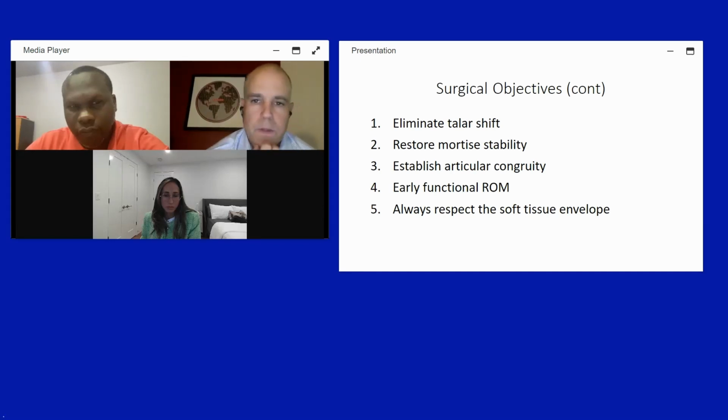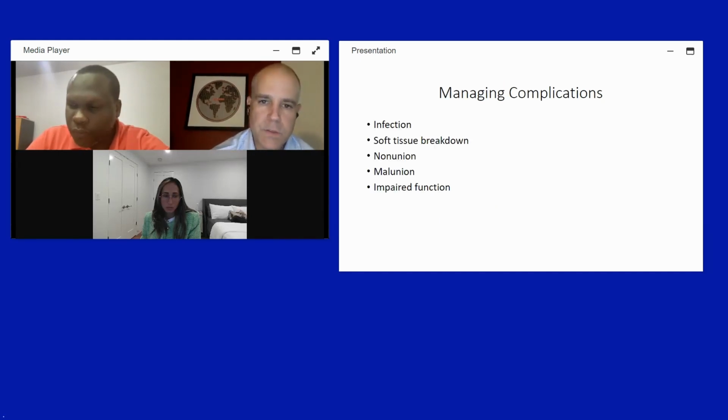And then now some of the bony issues that we talk about. We want to eliminate our talar shift, restore our mortise, establish articular congruity so we can start functional range of motion early on. And like I said, always respecting those soft tissues.